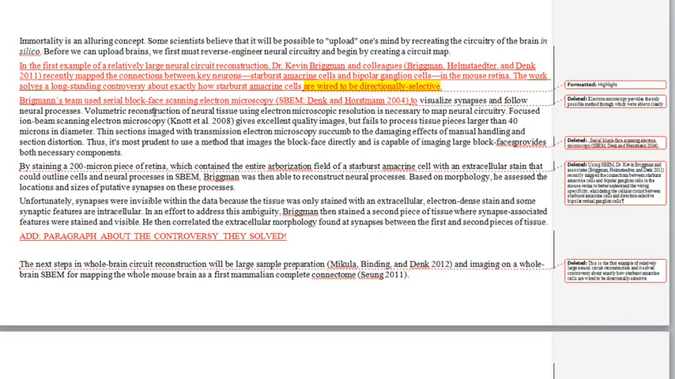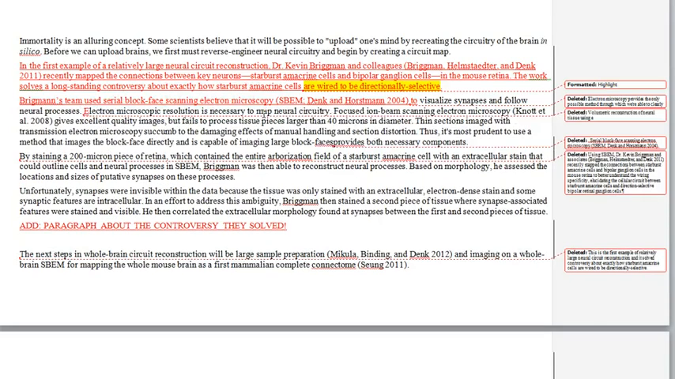I'm also going to cut where it says volumetric reconstruction. Notice that's kind of jargony. Of neural tissue using electron microscopic resolution is necessary to map neural circuitry. Well, I think we can just say, if we're getting into why we used electron microscopy at all, electron microscopic resolution is necessary to map neural circuitry. I don't think we need any of the other words there. So we can cut a few words there.